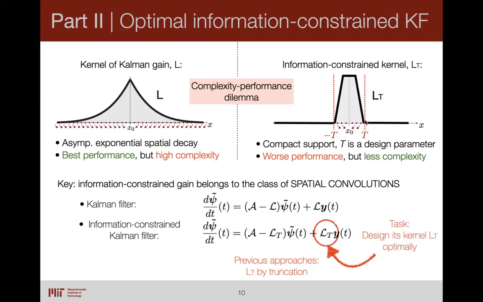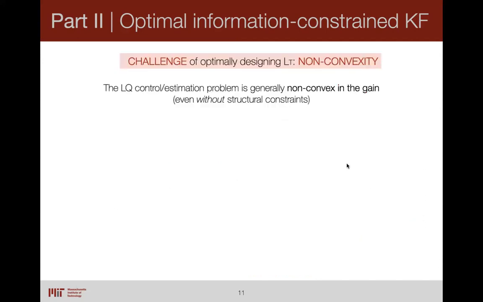So the idea here is that we will try to come up with an optimization problem that would allow us to select the shape of this compactly supported kernel optimally, okay? Now, these kinds of problems are sometimes a little bit tough. So let me zoom out and explain why these problems are in general quite challenging.